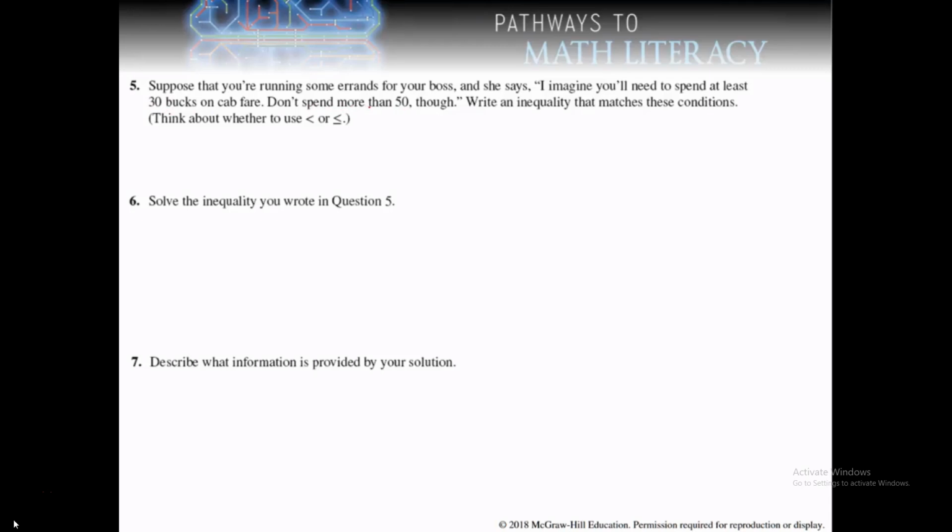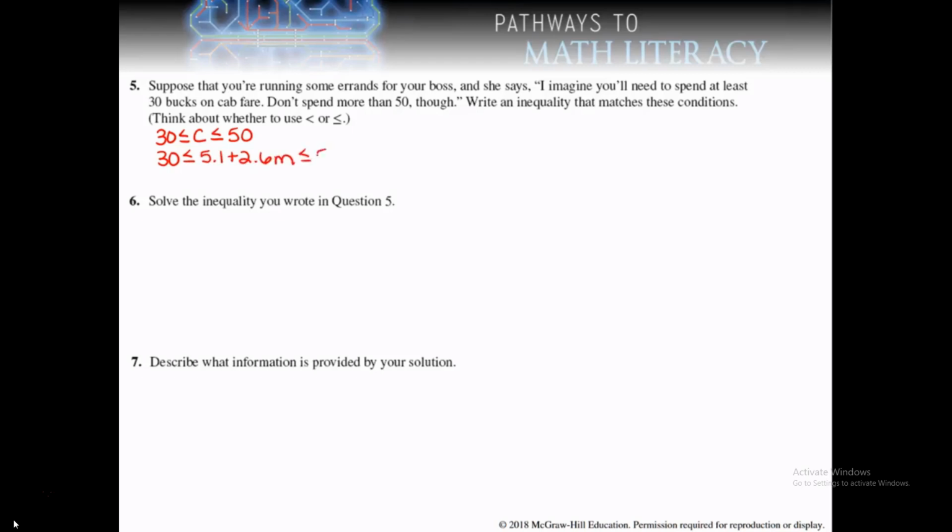So that's going to be $30 less than or equal to the cost of the cab ride, which is less than or equal to 50. And then we actually had a formula for the cost of that cab ride. So that'll be 30 less than or equal to 5.1 plus 2.6m less than or equal to 50.